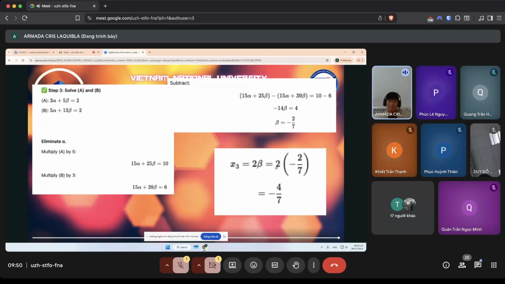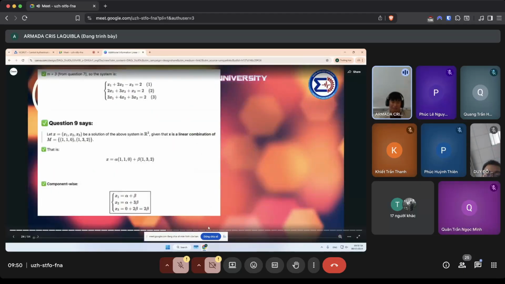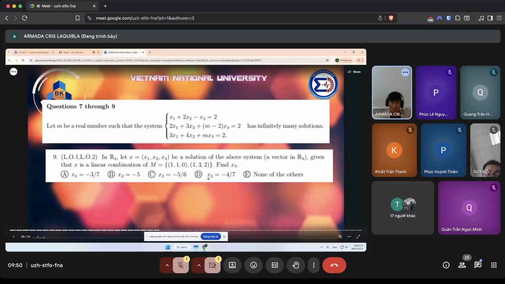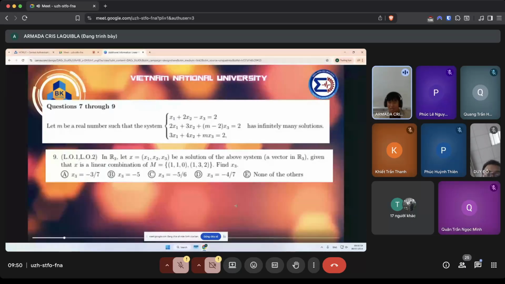Now negative 2 over 7, multiply that with 2 because your x3 is equal to 2 beta, and you have negative 4 over 7. Again, class, in your calculator, you can solve directly the value of beta. Just multiply it with 2 and you get the same value. And the answer is letter D, negative 4 over 7.